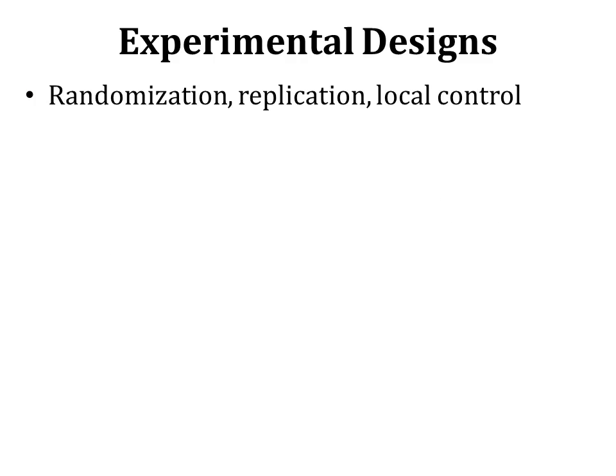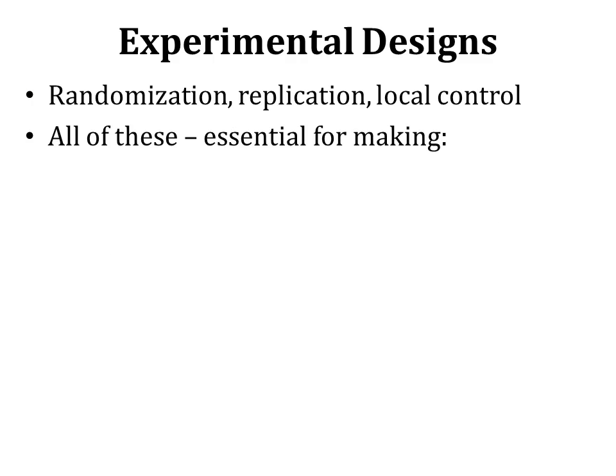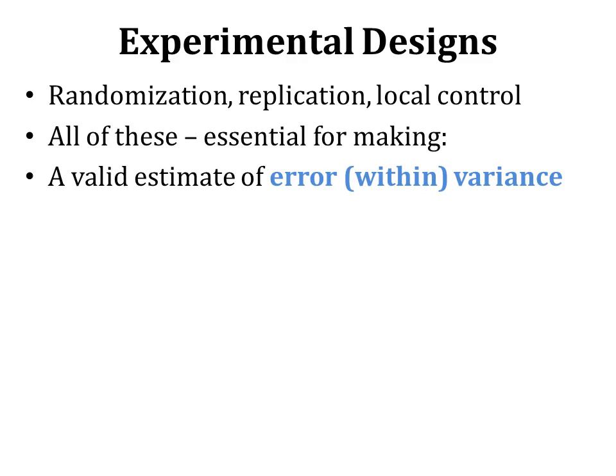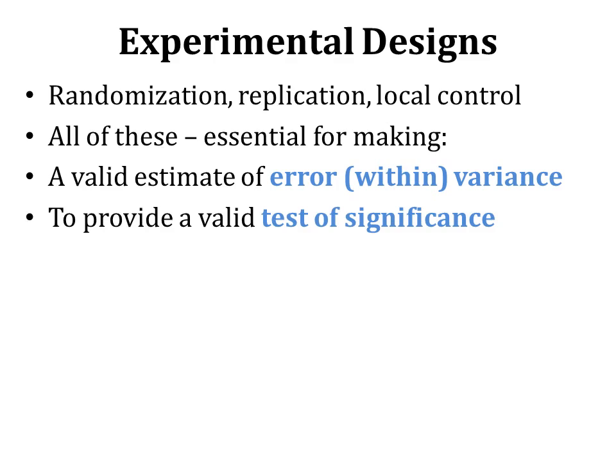So these are the three principles of experimental design: randomization, replication, and local control. All of these are essential for making a valid estimate of error, which is within variance, and to provide us a valid test of significance. So we need to exercise these principles to the maximum possible extent, so that we can have a valid estimate of error, and we can clearly identify what is the source of variation other than our source of variation of interest.